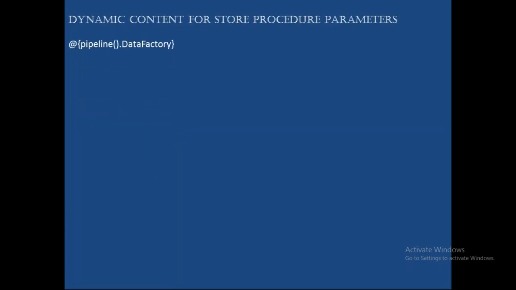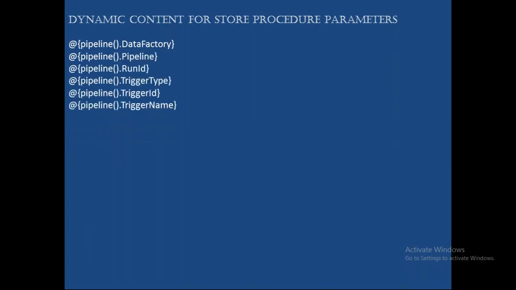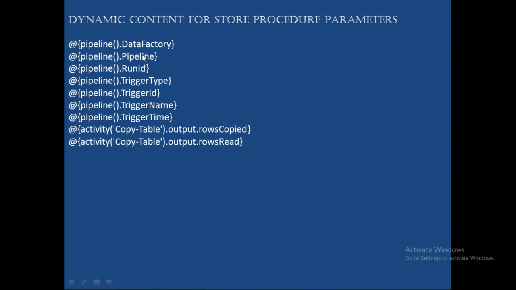Dynamic content for stored procedure. So again I just repeated. Data factory, if you want to get data factory name, this one, pipeline name, run ID, trigger type, trigger ID, trigger name, and trigger time. Okay, so up to here you see all these are pipeline dot data factory, pipeline dot pipeline, dot run ID, all these things.